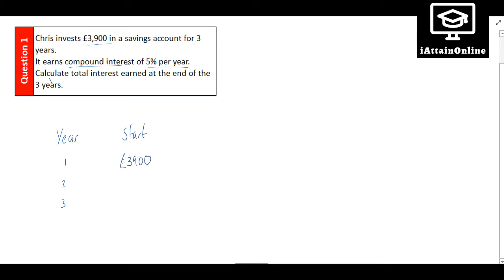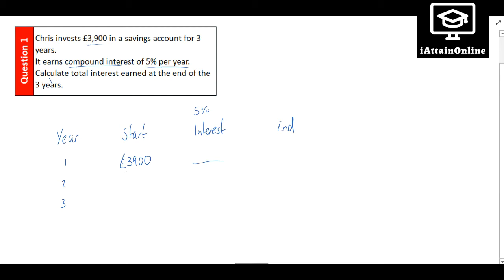and then what we're going to do is work out the interest, the money the bank are going to pay him that year, and then at the end of the year we're going to find out how much money he has. Now, the interest is simply 5%, the question tells us, of whatever he has at the start of the year.